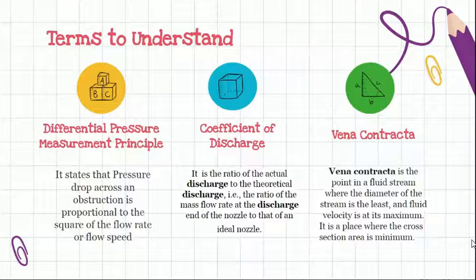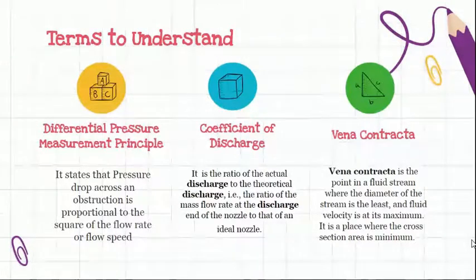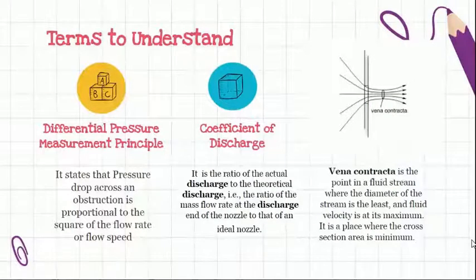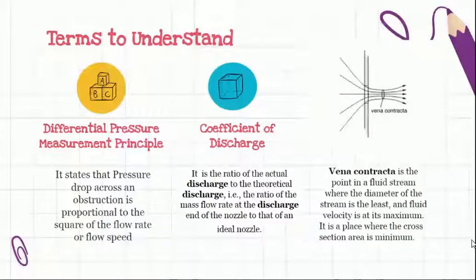Now coming to the very new term which we did in the last practical, that is vena contracta. What is this vena contracta actually? This term is specifically related to the orifice meter. When we talk about vena contracta, it is a fluid stream where the fluid's velocity is maximum at a point. And why is it maximum? Because there the cross-sectional area is minimum, and this point is known as vena contracta.